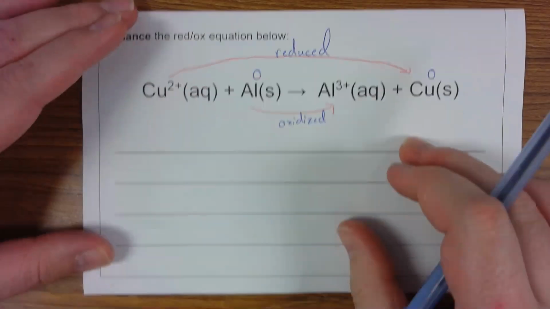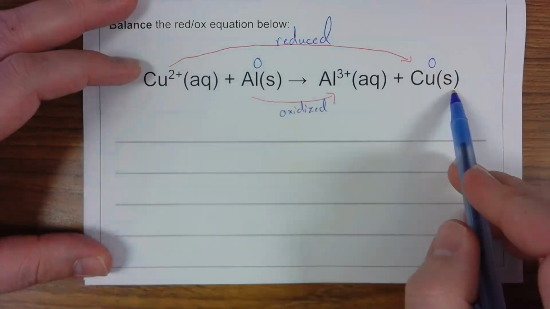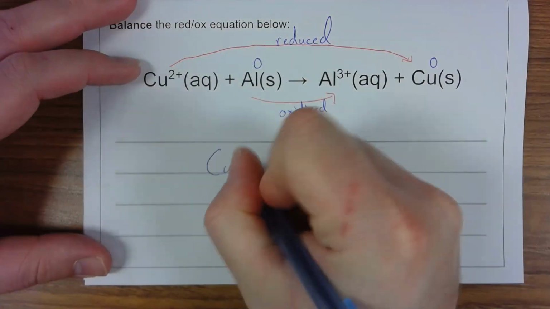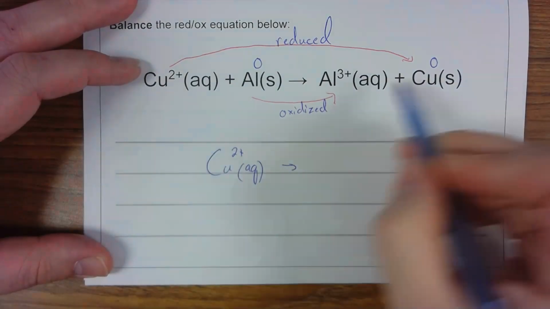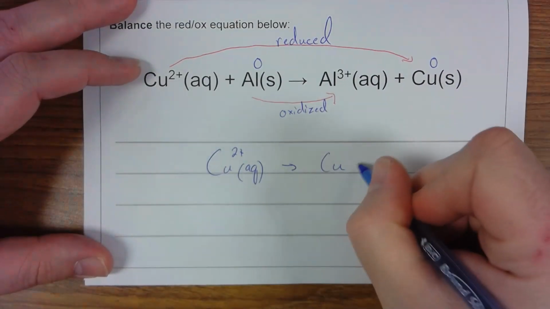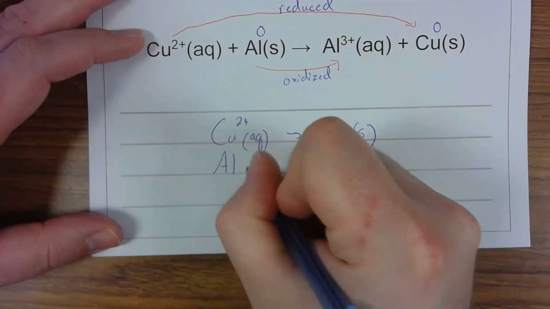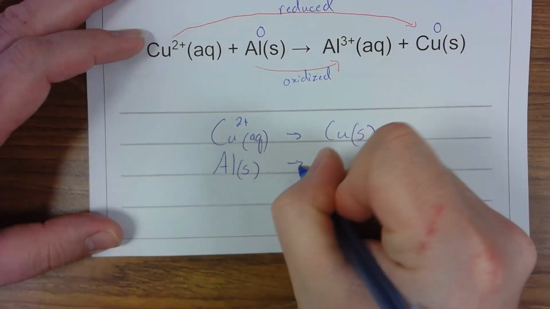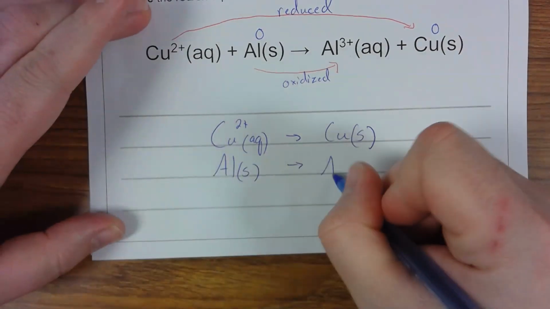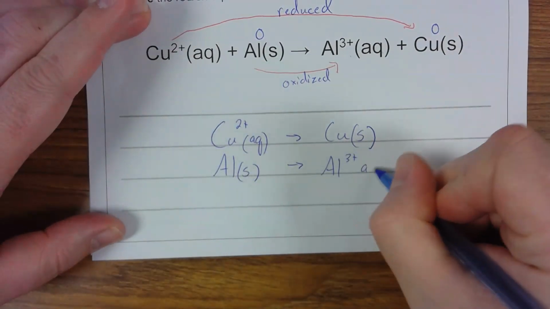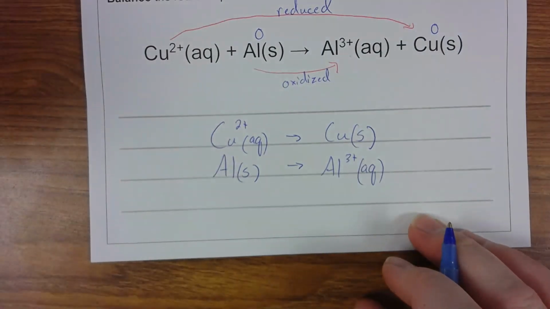Now, we're going to split the reaction up into 2 halves. So one half will be the reduction. That'll be copper 2 plus becoming copper solid. The second half will be the aluminum solid becoming aluminum 3 plus dissolved. Then we're going to balance these 2 half reactions.